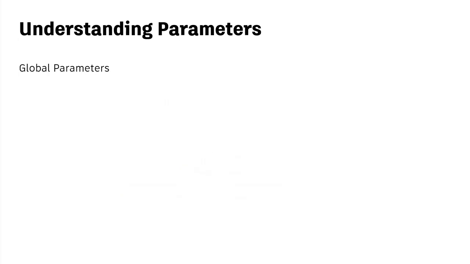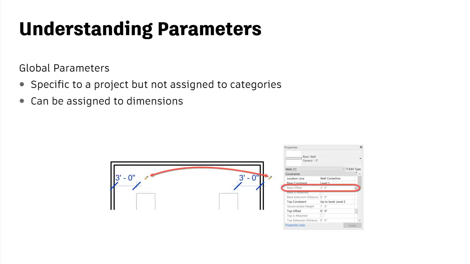Global parameters are specific to a single project file but are not assigned to categories. Global parameters can be simple values, values derived from equations, or values taken from the model using other global parameters. They can therefore be used to drive the value of a dimension and can be associated to an element instance or type parameter, including parameters created as project parameters. Global parameters can serve as a link used to tie other parameters and dimensions together.